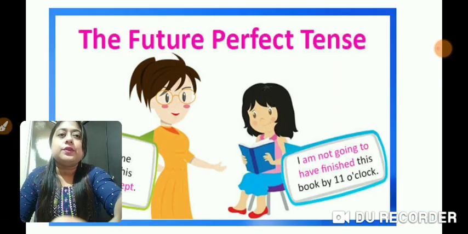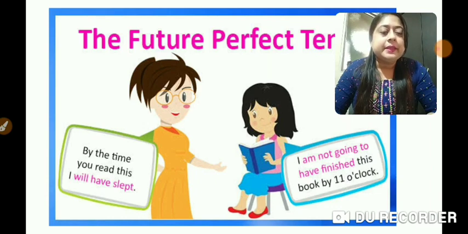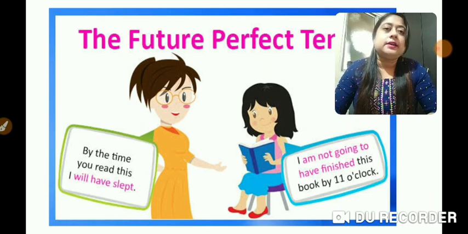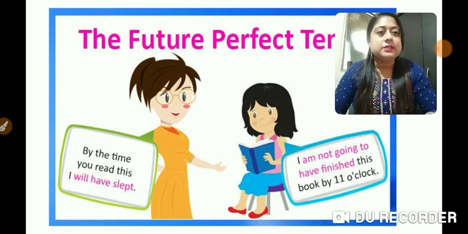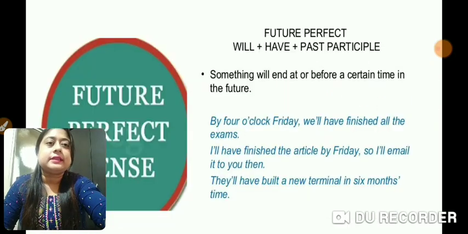Next is future perfect tense. Let us see some sentences. By the time you read this, I will have slept. I am not going to have finished this book by 11 o'clock. So which are the verbs in these sentences? Will have slept. And the next one, I am not going to have finished. So we see that here the verb is in future perfect tense. So what are its uses and structure? Let us see in our next slide.